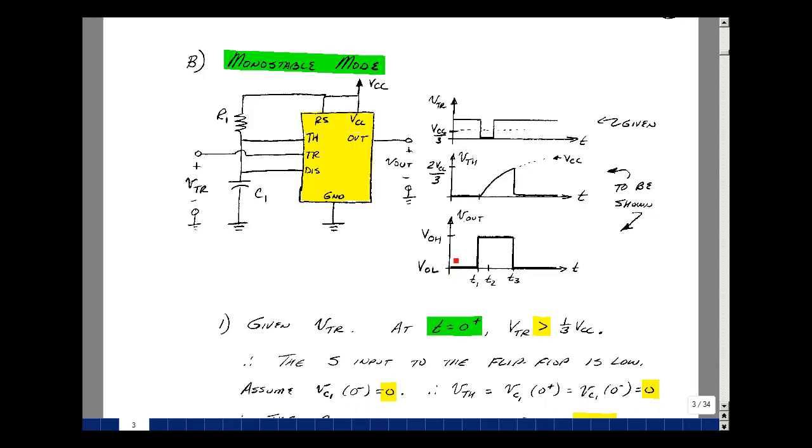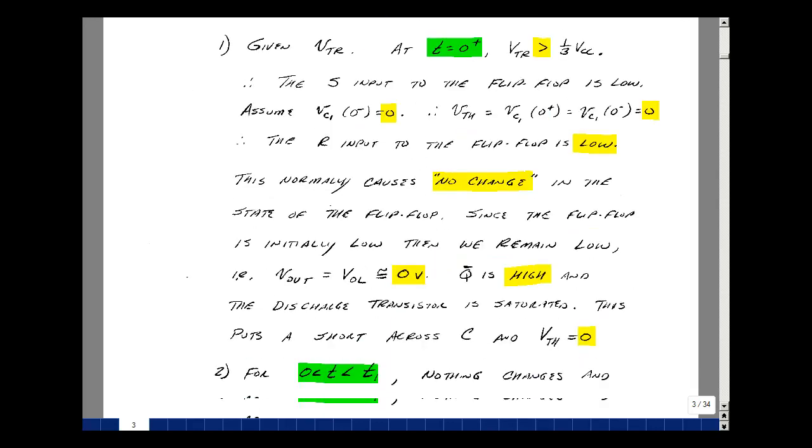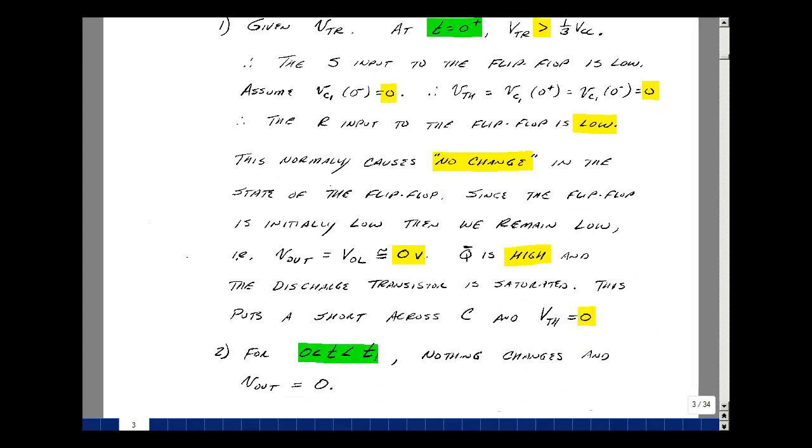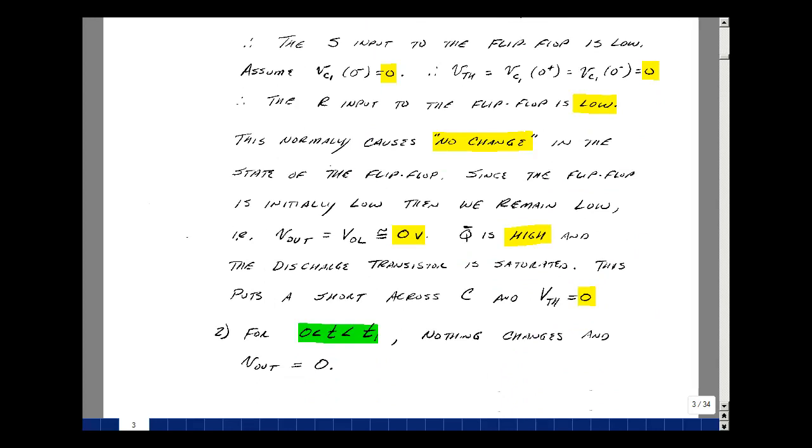So the output's low. I've got two things labeled here, the output high and the output low. This is approximately the power supply, and this is approximately 0. We'll get more specific numbers from the data sheet a little bit later in the course. So nothing happens until that trigger pulse goes low, and we'll see what happens next.